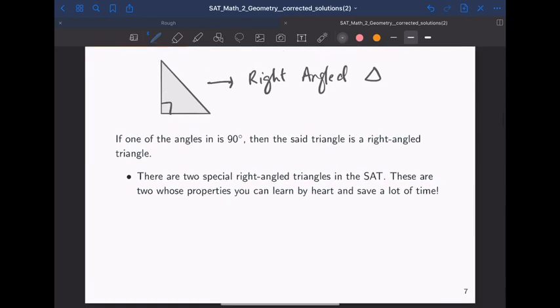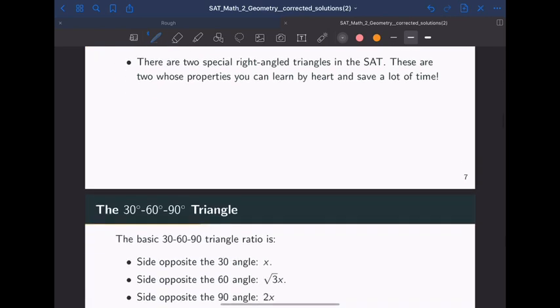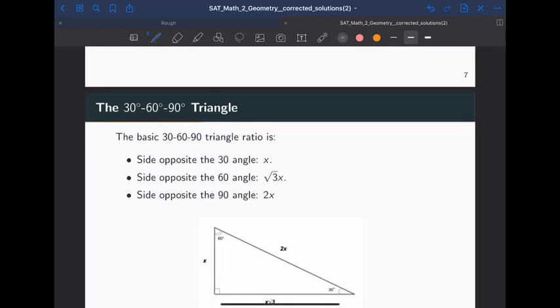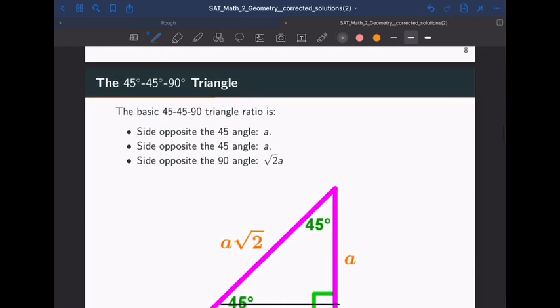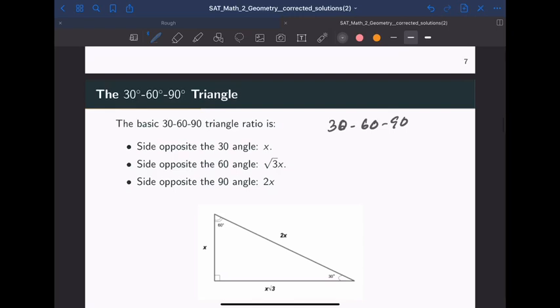So on the SAT, you might be given two triangles that are special. And why are they special? Because they make our lives very, very easy. So what are these two triangles? These are the 30, 60, 90 triangle, and another one is a 45, 45, 90 triangle. So a few things that we must learn about the 30, 60, 90 triangle is just how to identify a 30, 60, 90 triangle at first glance.